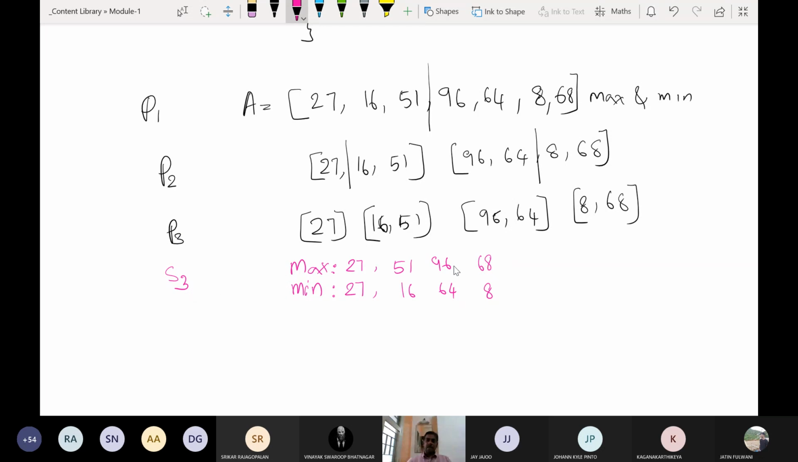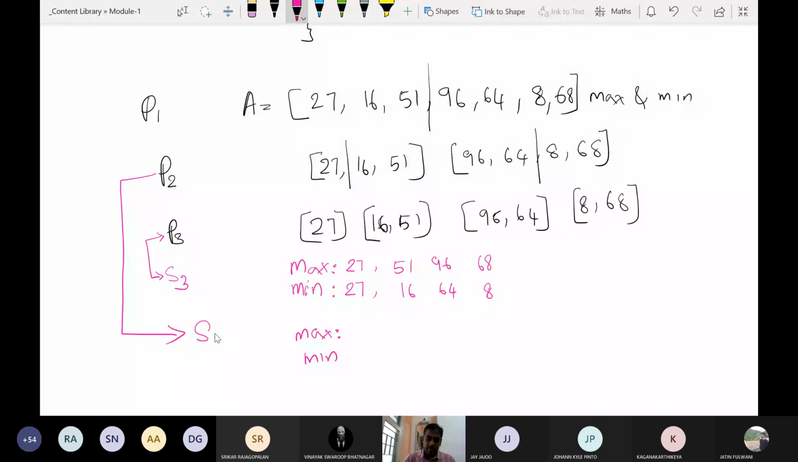Now we need to combine the solution so that we will get the answer to the P2 subproblem. So S3 is the solution for the P3 subproblem. Now we need to find the solution for the P2 subproblem. P2 subproblem means this larger array, this set of larger arrays. For that, how to find the maximum and minimum? You just tell me how to find the maximum and minimum. What is the maximum value and what is the minimum value?